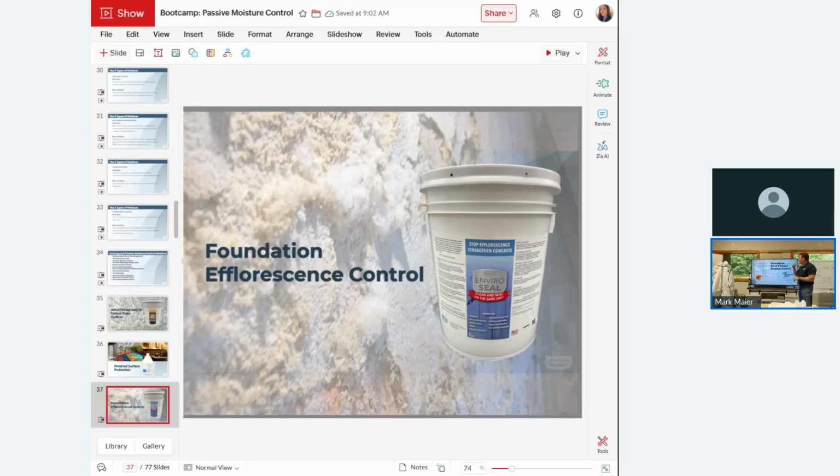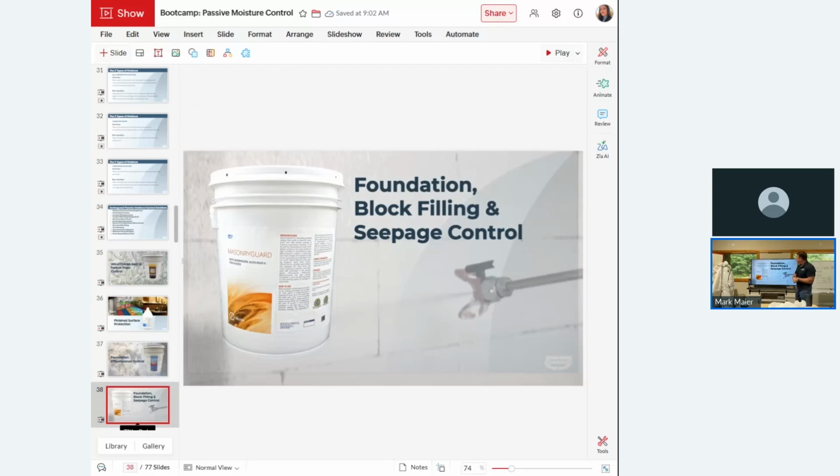Next slide. Now we go from that into foundation block filling and seepage control. The number one reason that a waterproofer on the negative side of a wall will fail over time is actually efflorescence, right? Notice we're moving down these in order of addition, right? So if we're talking about those crawl spaces and those basements, how do you stop that from failing? The majority of the time, you stop the efflorescence issue first. Now you block, fill, and seal for seepage control with Masonry Guard.